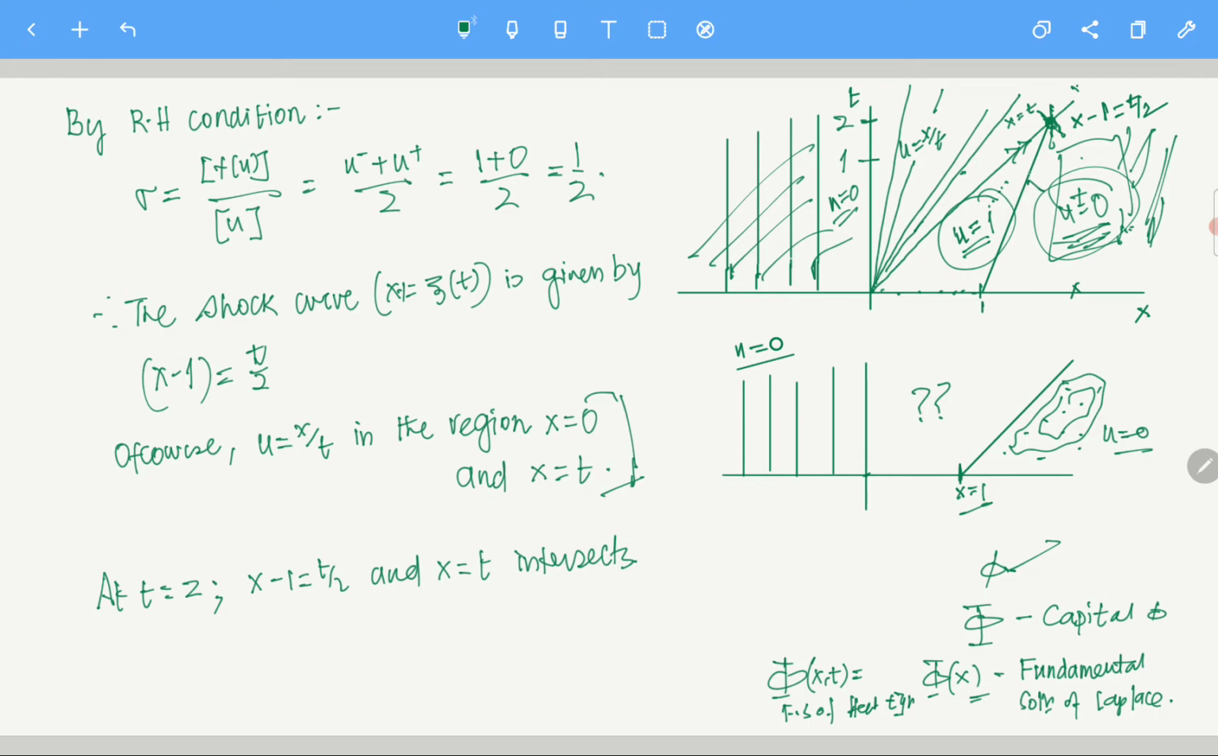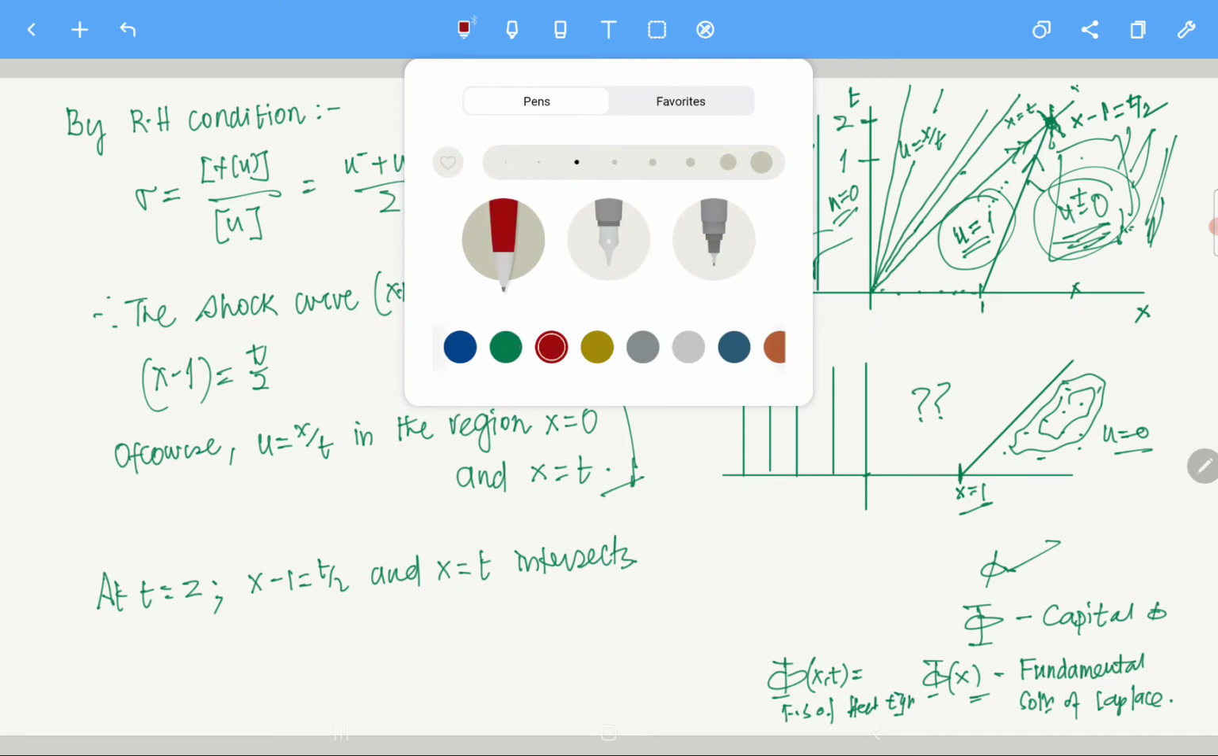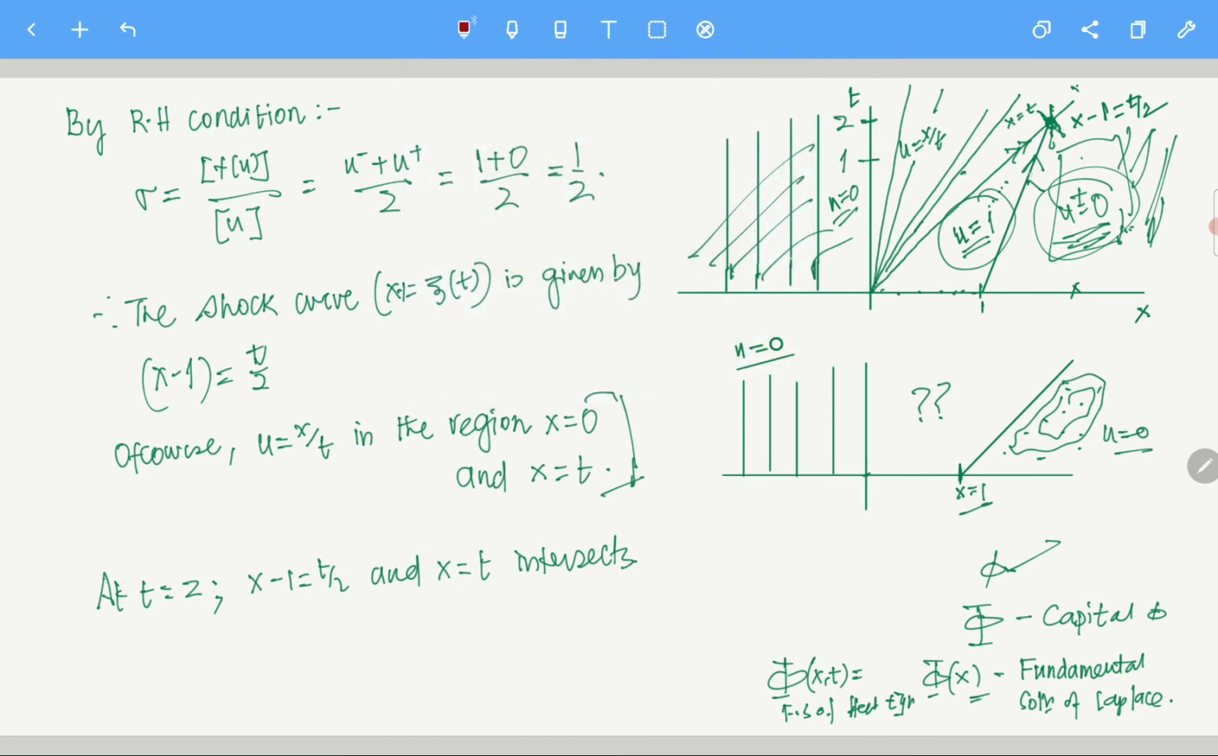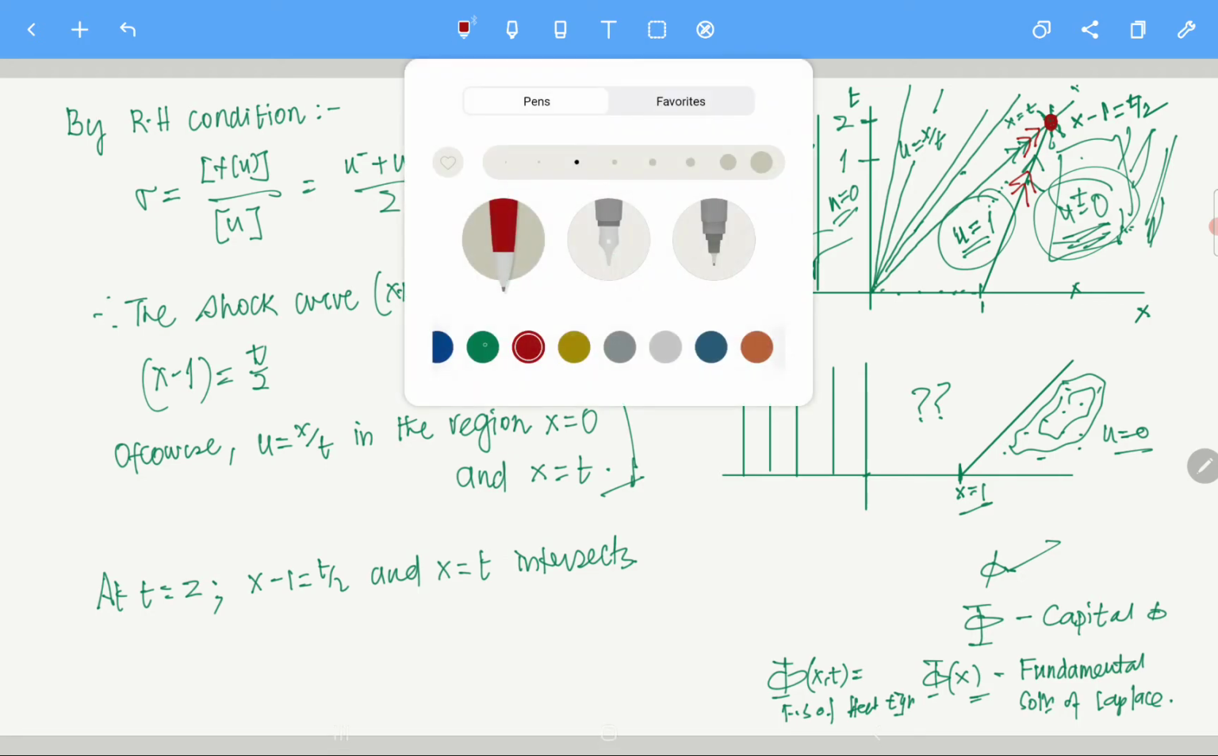I'm sorry, let me use a different color. I think that will be better. You see, this is the shock wave. This is the shock wave. And this is the rarefaction wave, x equals t, right? x by t equals u on the rarefaction wave. So basically they intersect here, right? Now whenever they are intersecting, we have another issue, right? How do you deal with that issue? That's the question which we need to answer in this part.